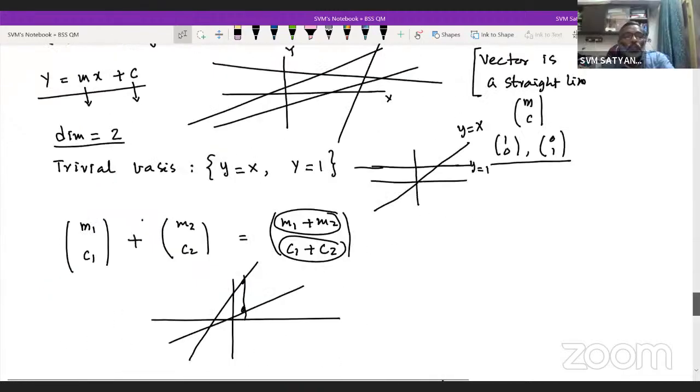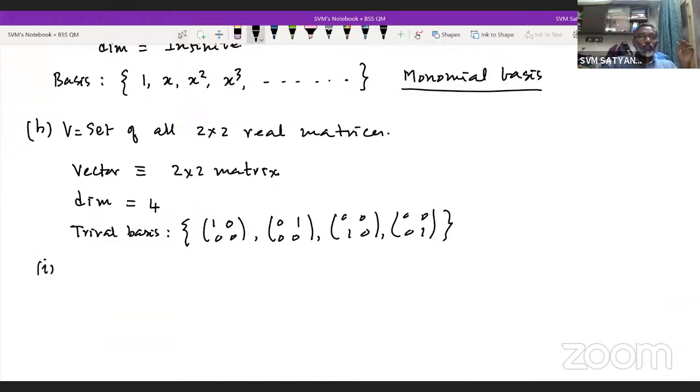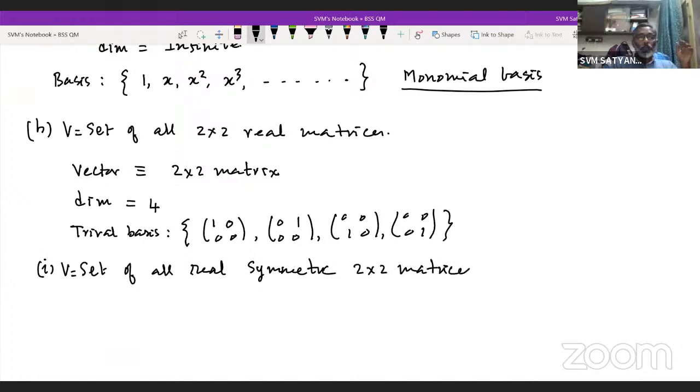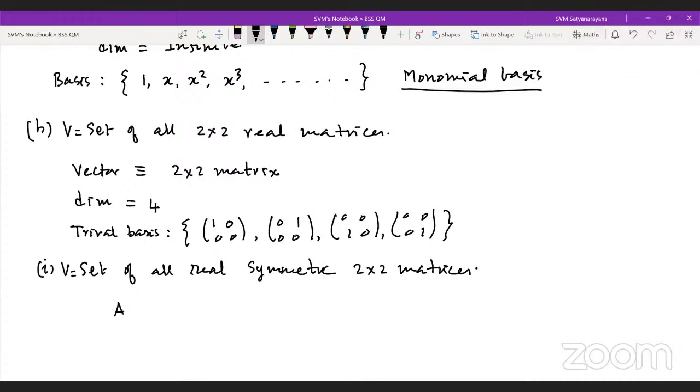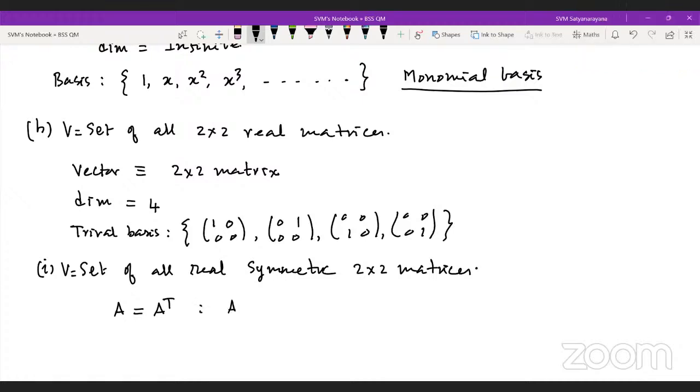Now the next one: the vector space V is the set of all real symmetric 2 by 2 matrices. What do we mean by a symmetric matrix? A is equal to A transpose implies A is symmetric, right?